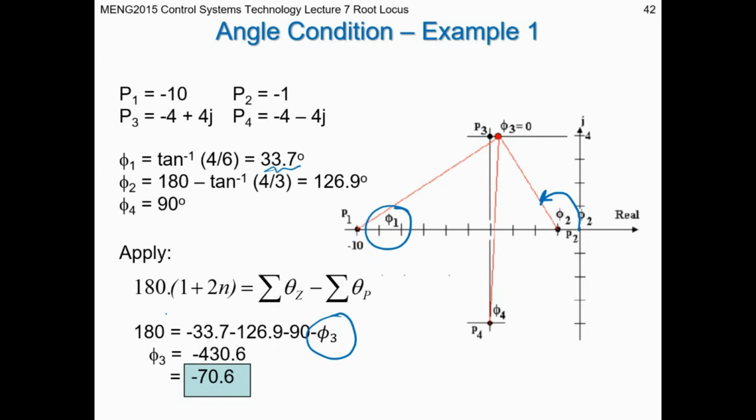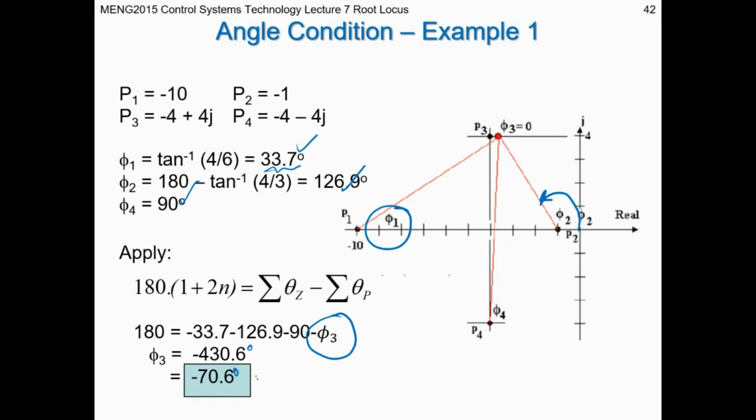So we're going to set n equals 0, so we're just saying 180 equals the negative sum of the angles of each of those poles, right? The argument of each of those poles. So that's minus 33.7, minus the 126.9, minus 90, right? So all of these, and then minus some unknown, which is phi3. So this is how we can now calculate phi3 by rearranging all of this. We get that phi3 is minus 430.6, which of course is the same as minus 70.6, and this is degrees.